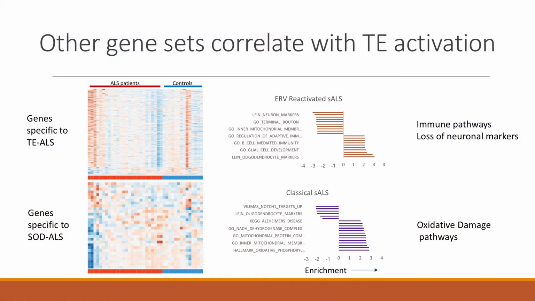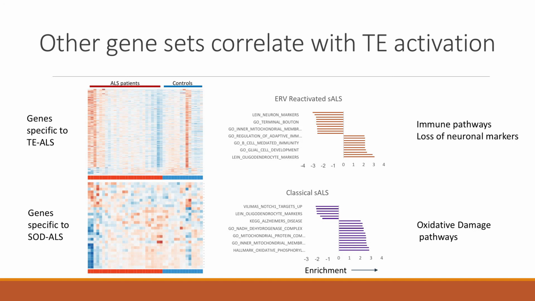Okay, there are also other gene sets that correlate with this. So it isn't just that we went deeper into the transcriptome for those patients, it's that there are other molecular correlates that go along with having elevated levels of transposon transcripts. So whenever we saw ALS patients with very, very high elevated TE levels, we also saw immune pathways going up, right? So things that were in the regulation of the adaptive immunity, glial cell development, oligodendrocyte markers, things like that.